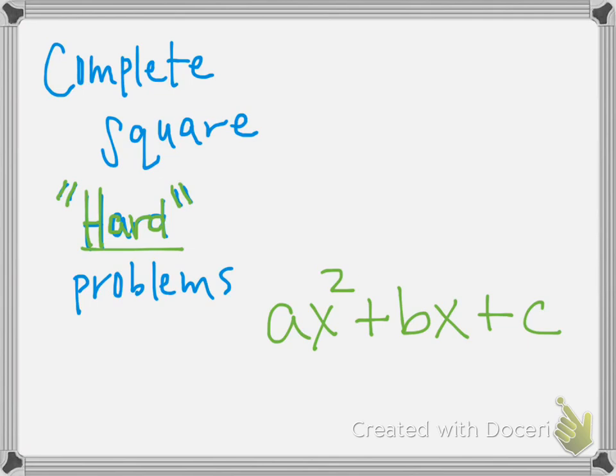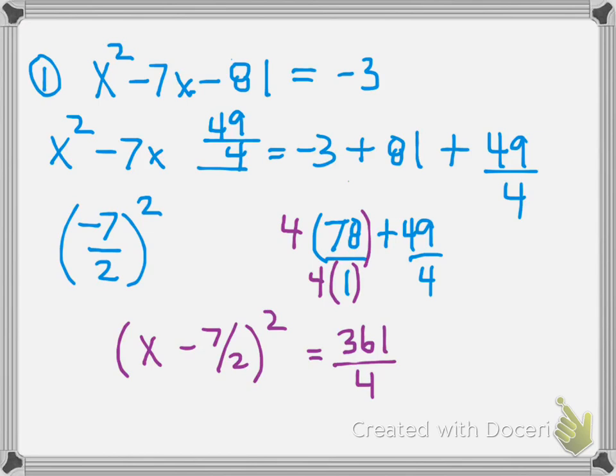The other reason these are hard is because I put a number in front, for a. Instead of it being 1, now it's a number. And so you have to do that first step in completing the square. You have to divide by the leading coefficient. Okay, here's the first example.